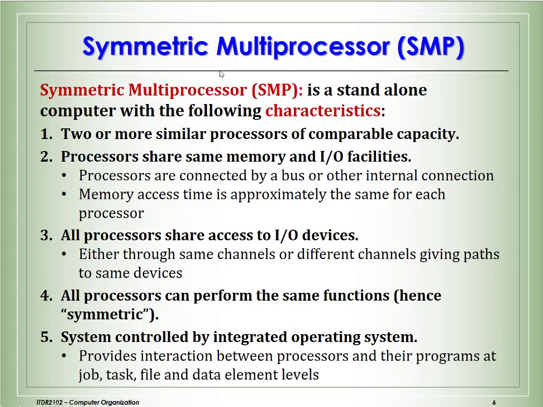Now, symmetrical multiprocessing is an example of shared memory, or you can say the tightly coupled model. As I told you, multiprocessing is basically the use of multiple central processing units within a single PC. That is called multiprocessing. So multiprocessing has basically two types. One is called asymmetrical processing and the other is called symmetrical processing.